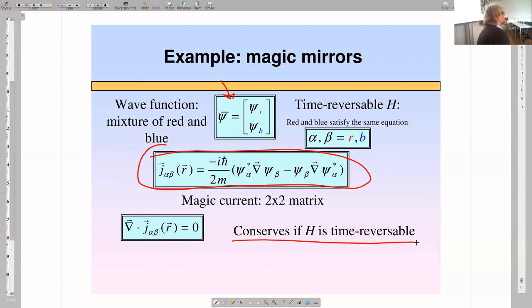My time is over. So at the moment, the main message is that quantum mechanics can provide you with some extra conservation laws, which are normally absent in classical physics. Good. Thank you for your attention. It's over for today.